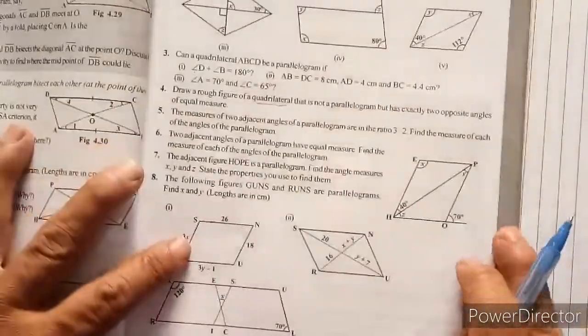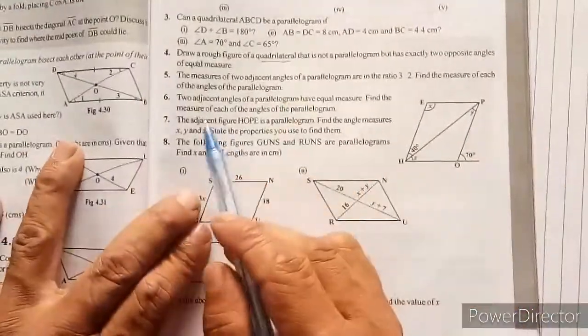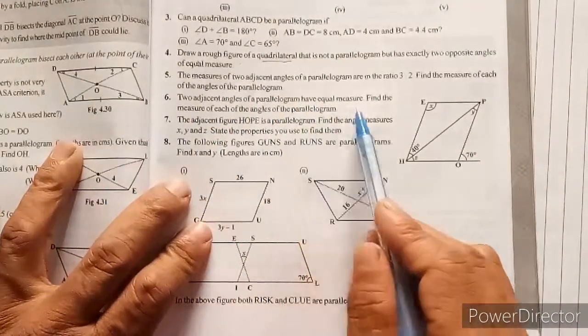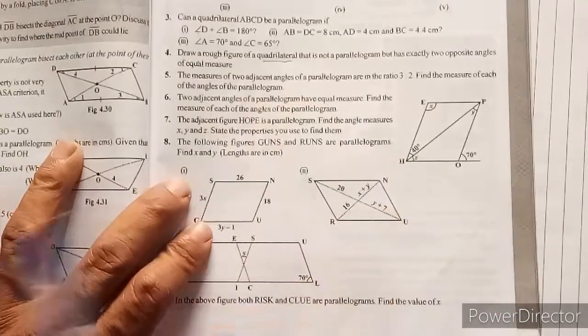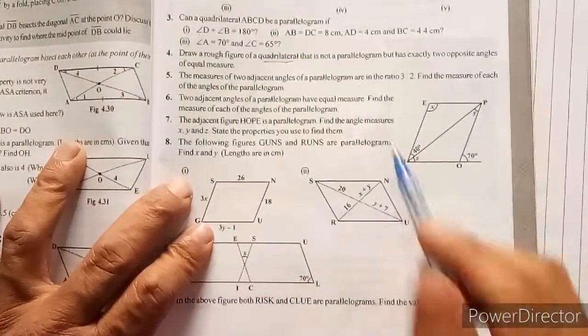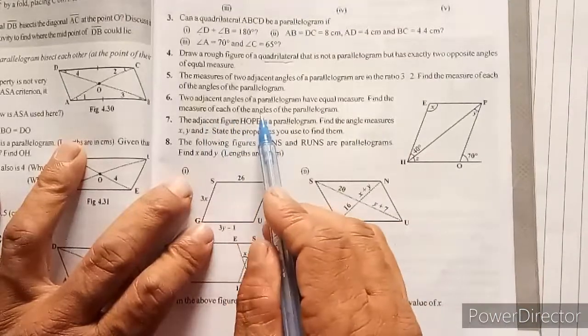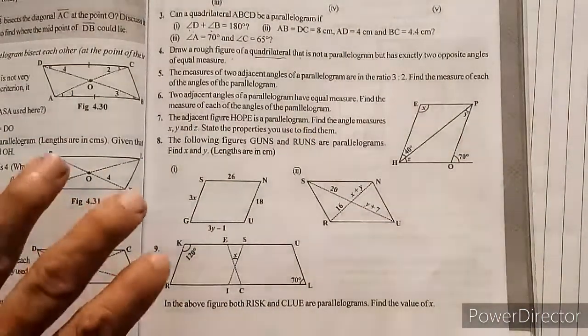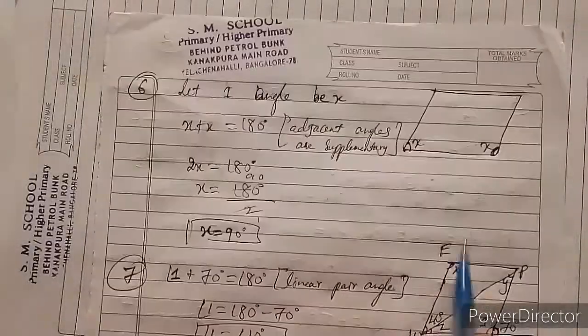Now I am going to explain question number 6. Here the two adjacent angles of a parallelogram are of equal measure. What is given? Two adjacent angles of a parallelogram are equal in measure. Find the measure of each of the angles of the parallelogram. That is simply given. Two angles of a parallelogram are equal. We know that.